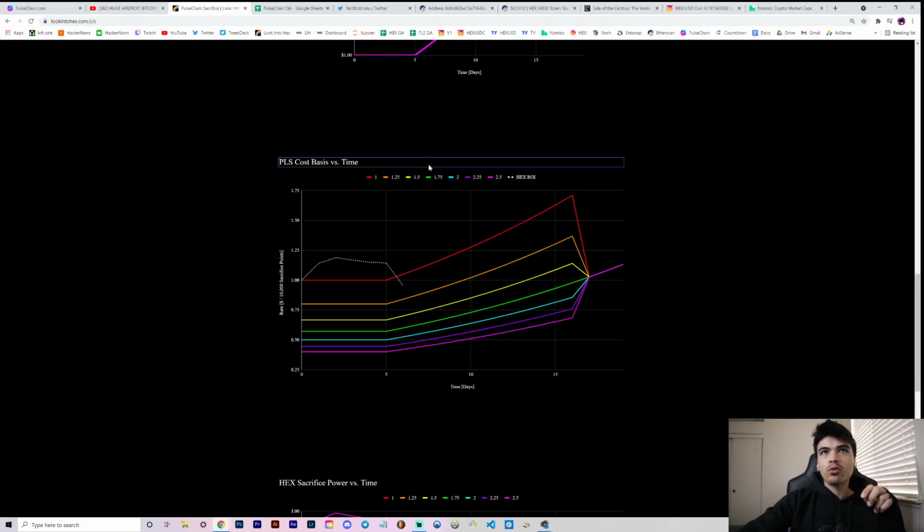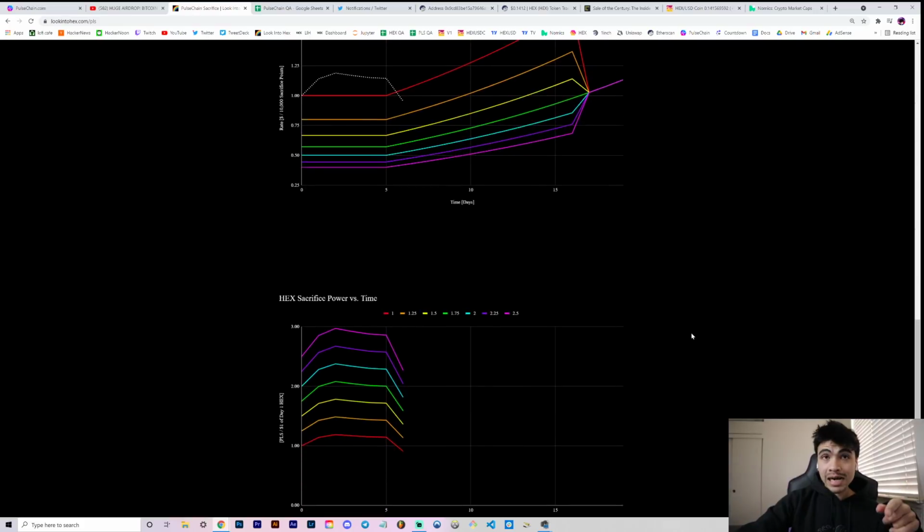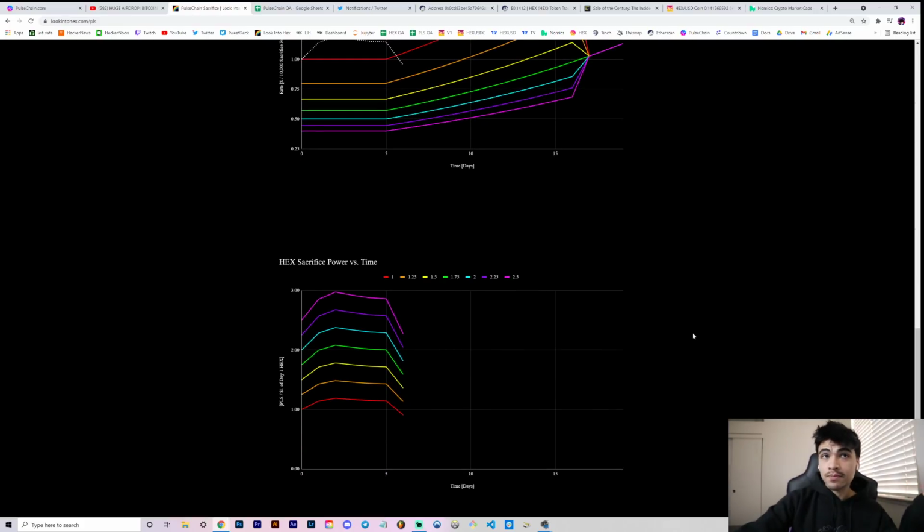So if you normalize something like Hex ROI to these bonding curves, right? Or this cost basis takes into account both bonding curves. So just remember that this chart knows about both bonding curves. If you normalize your Hex ROI starting from day one of sacrifice to your cost basis, you get something that looks like this, right? So it's pretty much how many 10K pulse you get per dollar of day one of sac hex, if that makes sense.